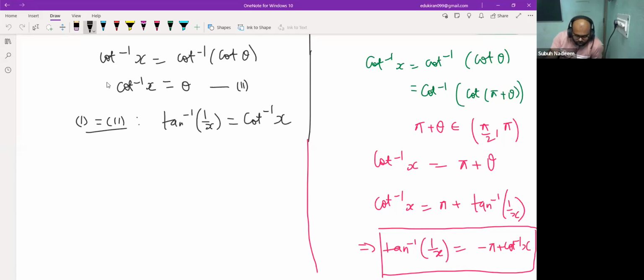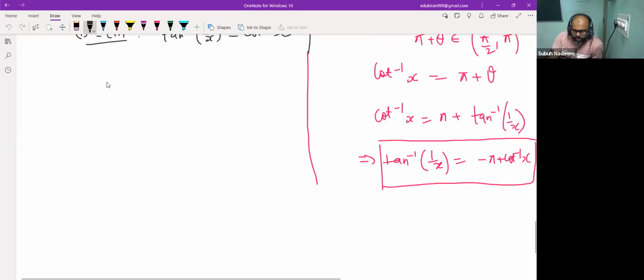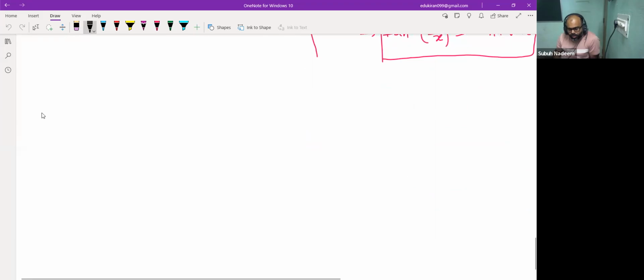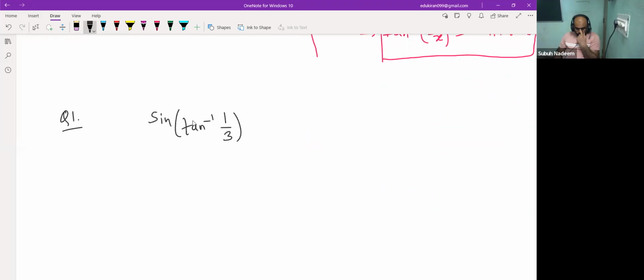So you may come across questions like this also. If I give you one to try, then we will discuss. One question I'm giving you right now: sine of tan inverse 1 by 3. So what will be the value of this? Now there's sine outside, here it is tan inverse. So how would you approach such questions? Just give it a try, then we'll see. I'm coming in a minute. Just try this.